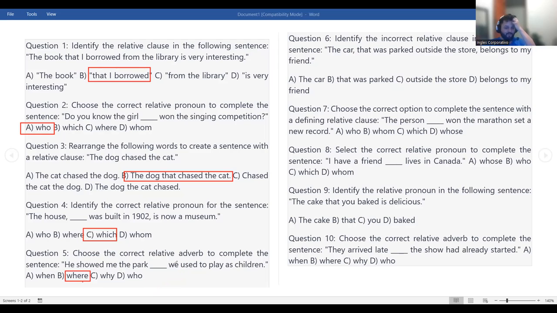Is it a relative clause? Yes, it is a relative clause, but this is not working as a relative pronoun. This is working as a relative adverb.